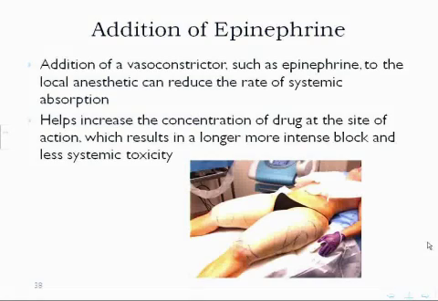Now this is what blanching looks like. You can see the woman's skin down here is normal. This is what happens when you inject epinephrine, when you use what you call tumescent local anesthetic. What we do is we inject large volumes of local anesthetic into the subcutaneous tissue, and that decreases the blood flow so they can do liposuction. So epinephrine is the agent of choice that causes this vasoconstriction, and it helps keep the concentration of the drug at the site of action, which results in a much longer, more intense block and less systemic toxicity.